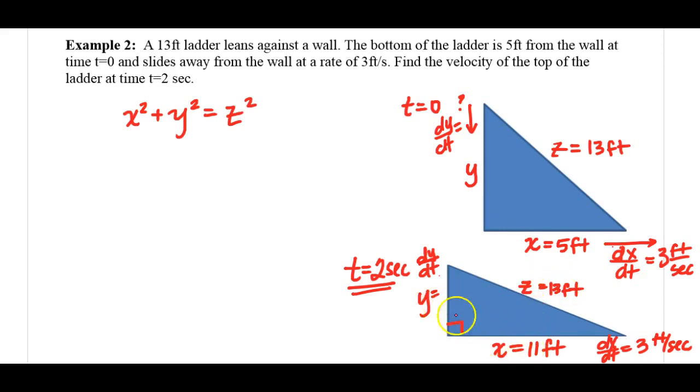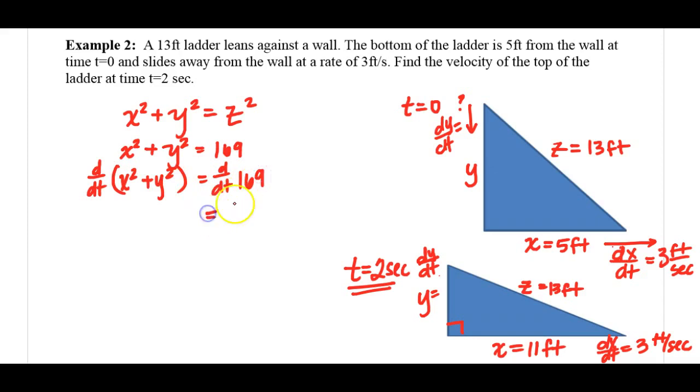But x and y are changing. The height of the ladder and the distance from the base of the ladder to the wall are changing. So I can plug in 13 for z. So this would be 13 squared, so 169. Now I have to take the derivative of both sides with respect to time. So d/dt of x squared plus y squared, the whole left side, and then d/dt of 169, the right side. The derivative of a constant is 0. The left side would be 2x dx/dt plus 2y dy/dt using implicit differentiation.